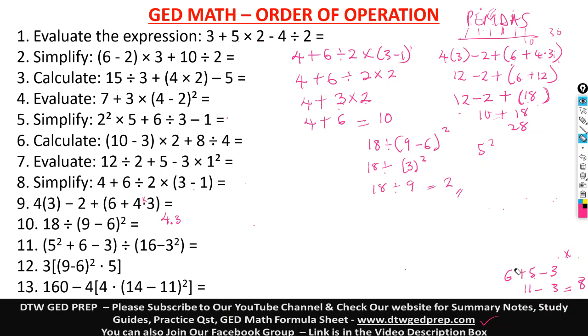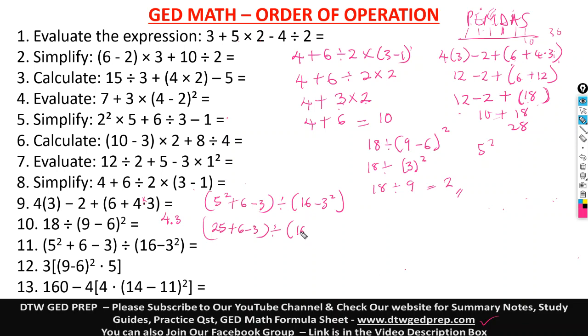Make half space for the remaining. Okay, 11 says 5 squared plus 6 minus 3 divided by 16 minus 3 squared, close the parenthesis. So here we have powers, right? Exponents. 5 squared is 25 plus 6 minus 3 divided by, this is 16 minus 3 squared, which is 9.